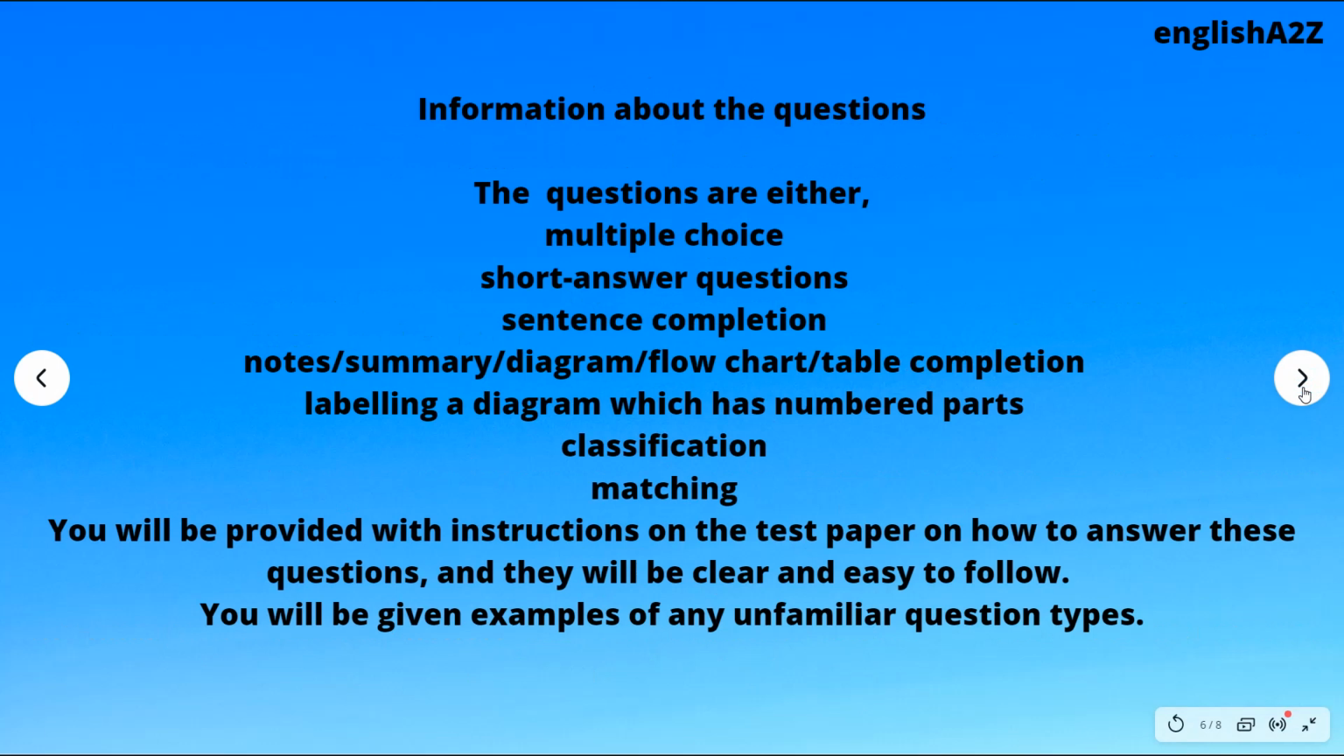So what sort of questions will there be? There will be multiple choice, 1 of 3, not difficult. You've got a 33% chance of getting the right answer without knowing anything. So you're well on your way to a pass.